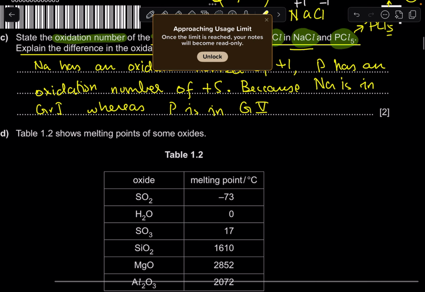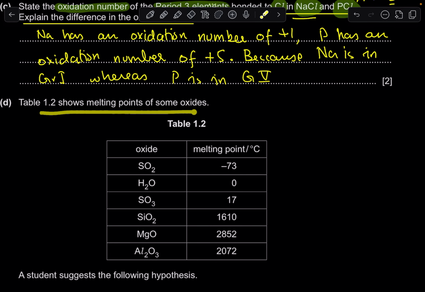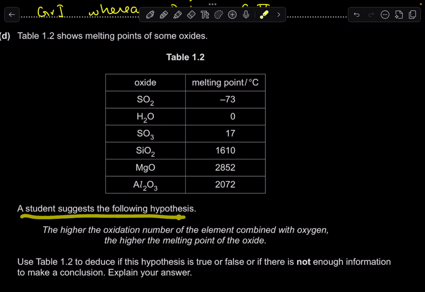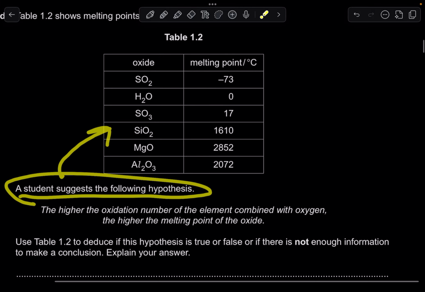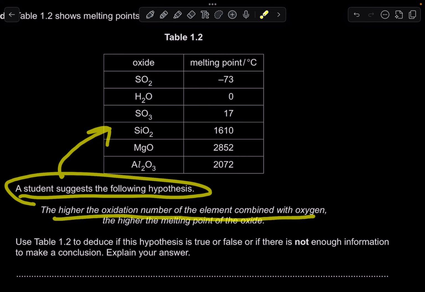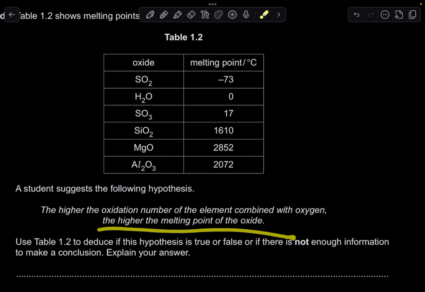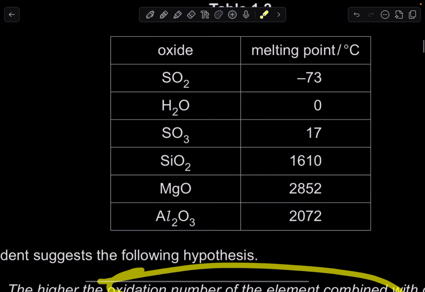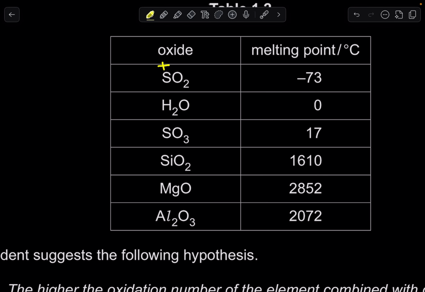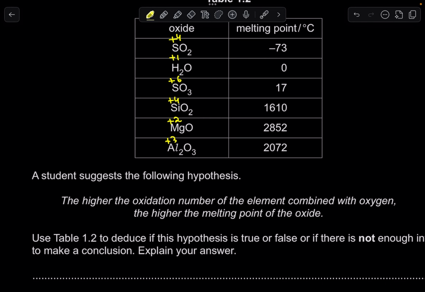Okay, moving on to the next question, which says that table 1.2 shows the melting points of some oxides. Okay, a student suggests the following hypothesis: the higher the oxidation number of an element combined with oxygen, the higher the melting point of the oxide. Okay, we need to figure out the oxidation numbers. Sulfur over here is going to be positive 4, hydrogen positive 1, sulfur positive 6, positive 4, positive 2, positive 3. Done. The higher it is, the higher the melting point.